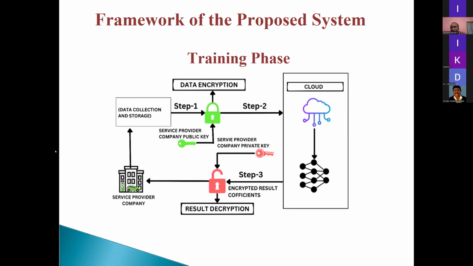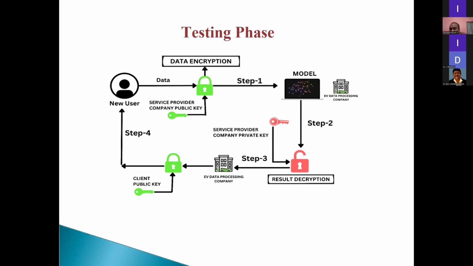Here I already explained: first we are encrypting the training data, so that we are providing training data privacy. After giving the encrypted data set to the cloud, the cloud will build an encrypted model. That encrypted model will be given to the service provider, and he can use that encrypted model to predict, and it will predict an encrypted result. The encrypted result will be decrypted using the client's key, so that the results will be known to the client.